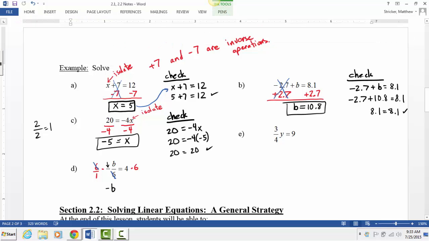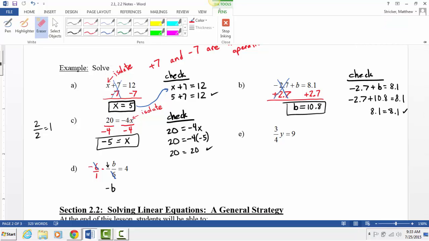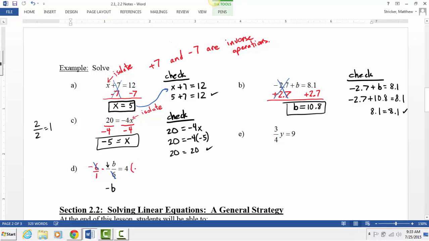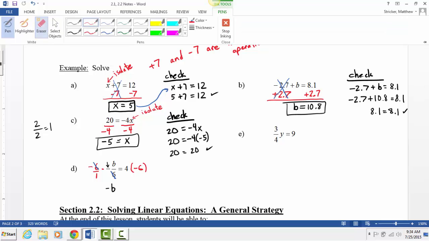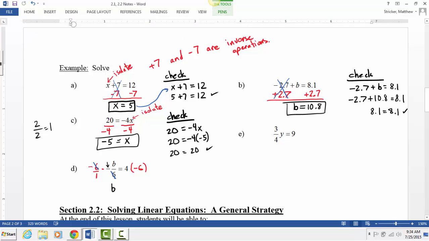Hopefully what you're thinking is, instead of multiplying both sides by 6, we could multiply both sides by negative 6. We could multiply the left side by a negative 6 instead of a positive 6, because when we do that, all of a sudden that becomes a positive b. And then our answer, 4 times negative 6, is negative 24.